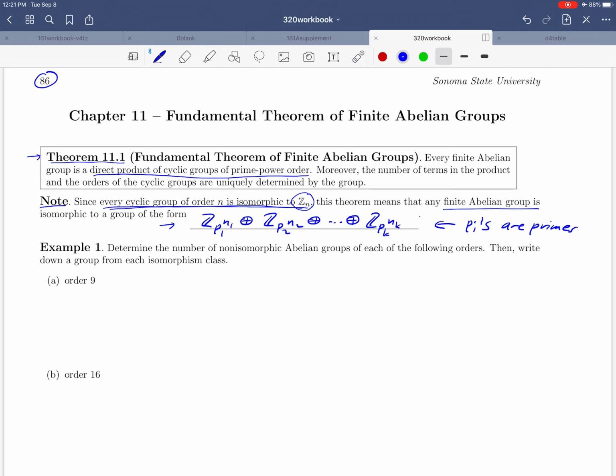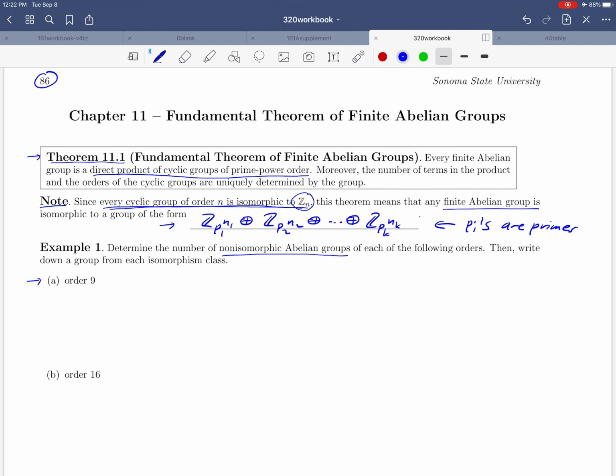To conclude this video, we're going to look at just part A of example 1. Let's take a minute just to read the directions of the example first. It asks us to determine the number of non-isomorphic abelian groups of each of the following orders, and then to write down a group from each isomorphism class. Part A would like us to do that for order 9. It's asking us how many non-isomorphic abelian groups of order 9 there are.